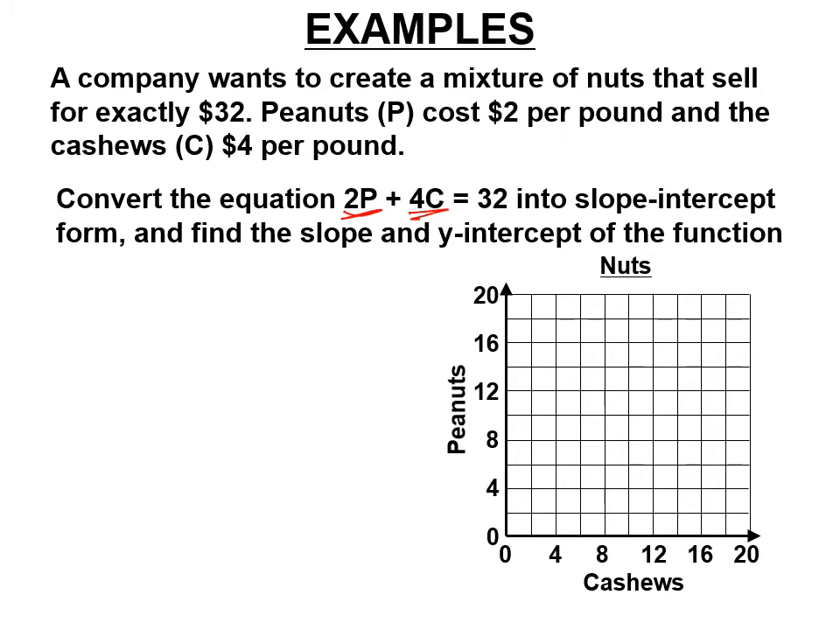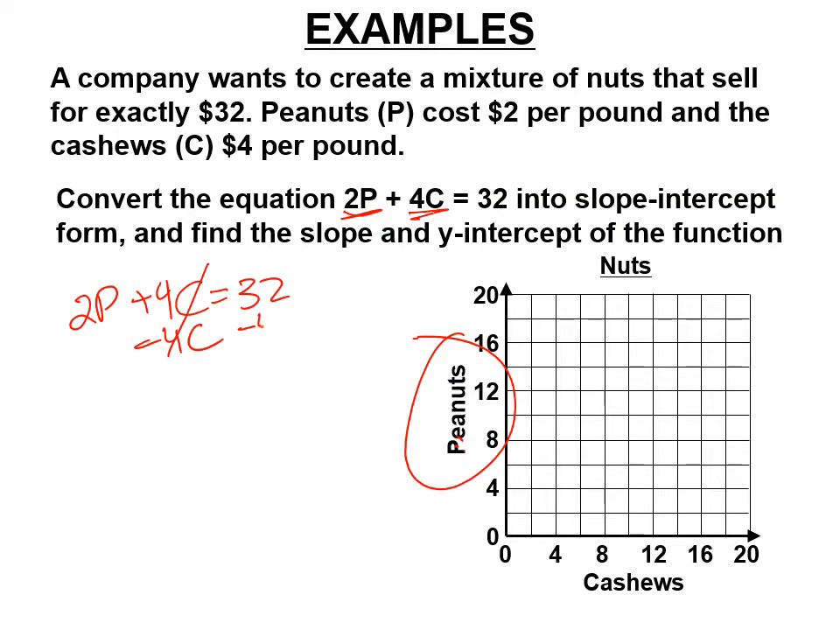All right, so let's do that. We graphed these earlier in this unit. So let's subtract 2p from both. Oh no, we have peanuts here, right? So peanuts is on the y-axis. Oops, I really messed this up. 2p plus 4c. I want to get peanuts by itself, so I'm going to subtract 4c. Yeah, that was one little detail. So 2p equals negative 4c plus 32.